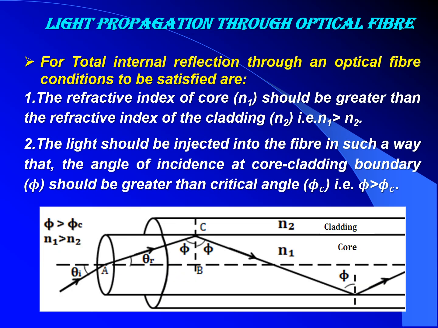Then light propagation, how the light is propagated through the optical fiber. For total internal reflection through an optical fiber, the conditions to be satisfied are: the refractive index of core, that is n1, should be greater than the refractive index of cladding, and light should be injected into the fiber in such a way that the angle of incidence at the core cladding boundary should be greater than the critical angle of incidence, that is phi c. That means phi should be greater than phi c, then only there will be total internal reflection.